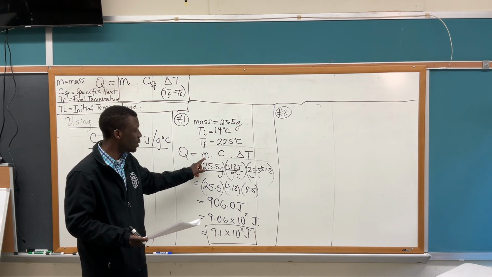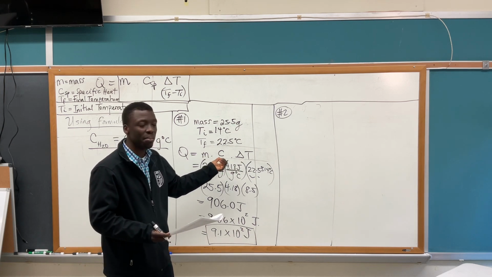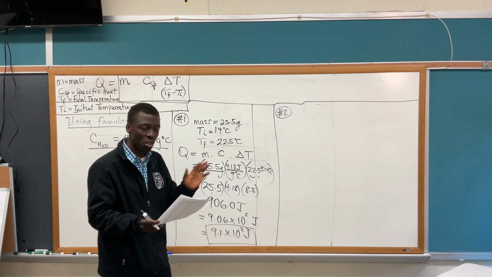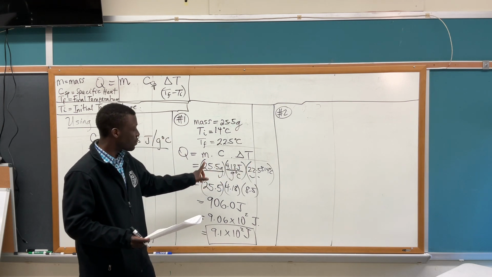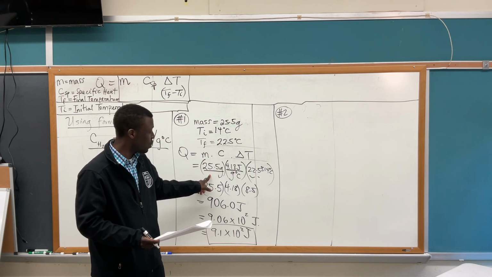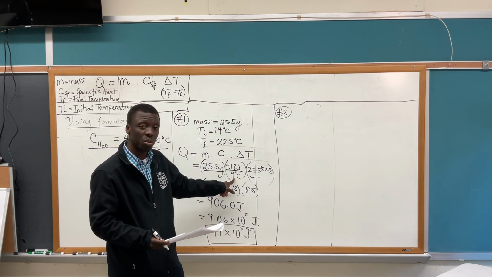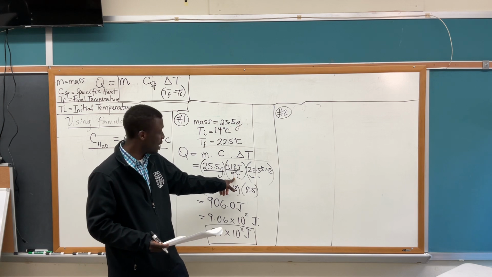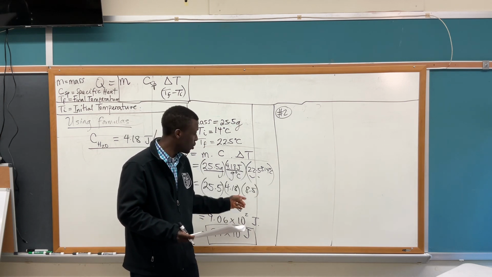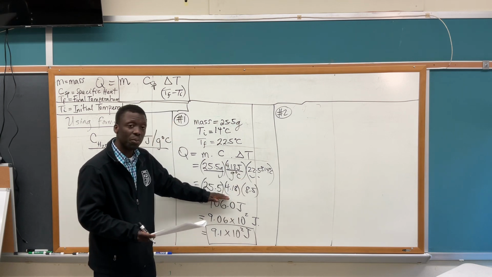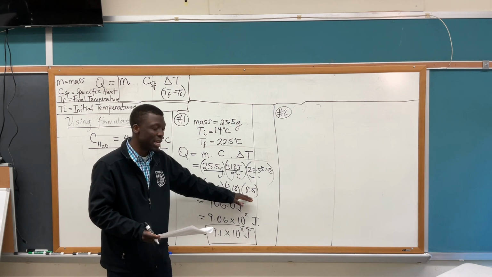So Q is equal to M times C times delta T. Now you can write it as C times M times delta T. That's fine as well. That's not a problem. But that's what Q is. And then over here, we write down the value of the mass, 25.5 grams. We write down the value of C, 4.18 joules per gram degrees Celsius. And we write down the value of T final minus T initial. That brings us to this next step, which is 25.5 times 4.18 times 8.5.